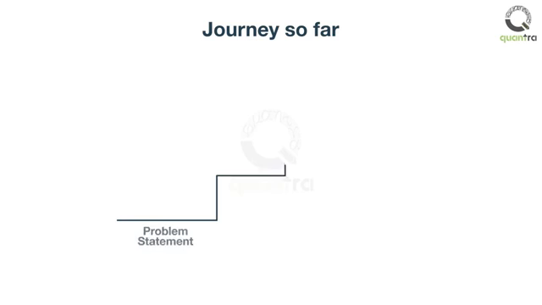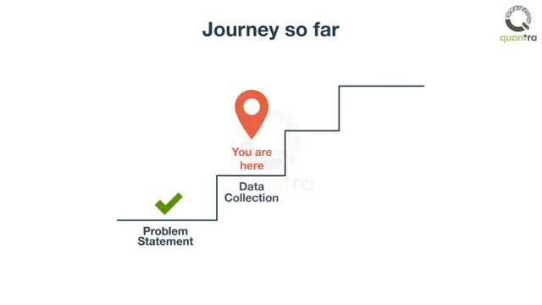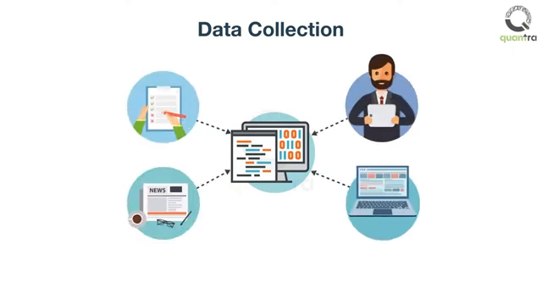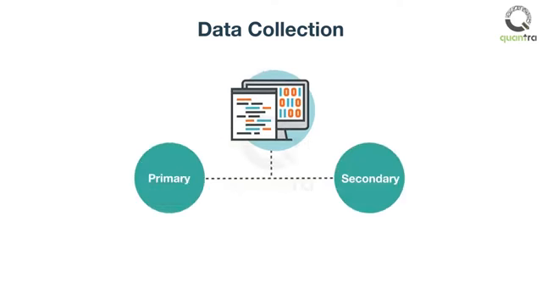You have defined the problem statement in the previous section. The next step is to collect the data which can help to solve the defined problem. Data collection is a systematic approach to gather relevant information from a variety of sources. Depending on the problem statement, data collection method is broadly classified into two categories.